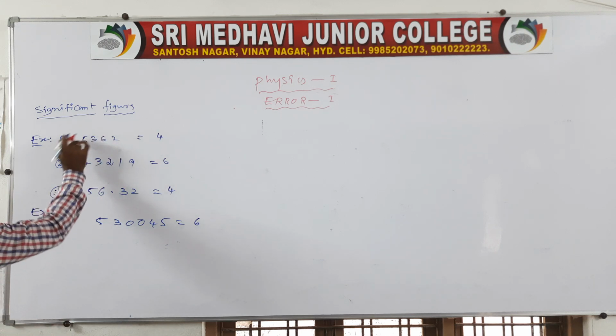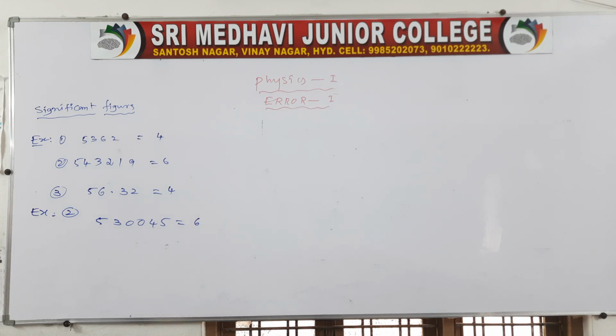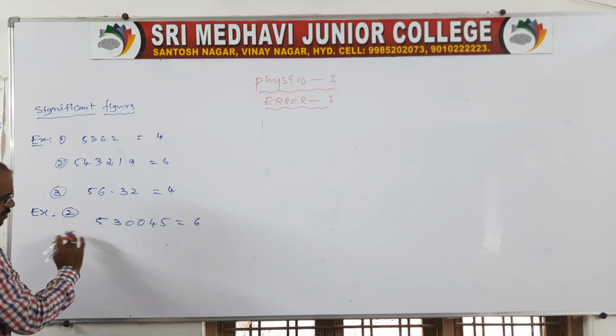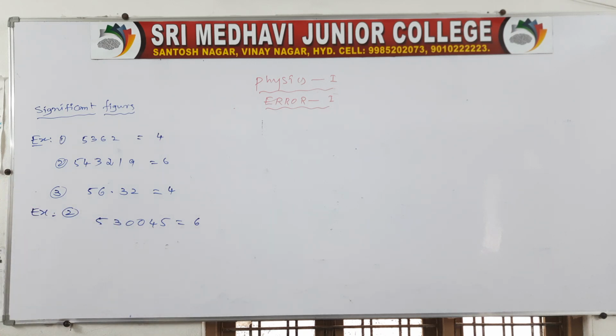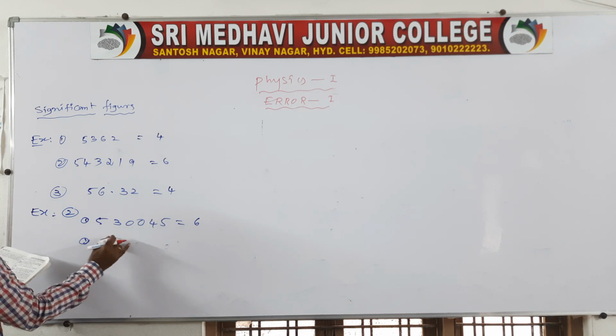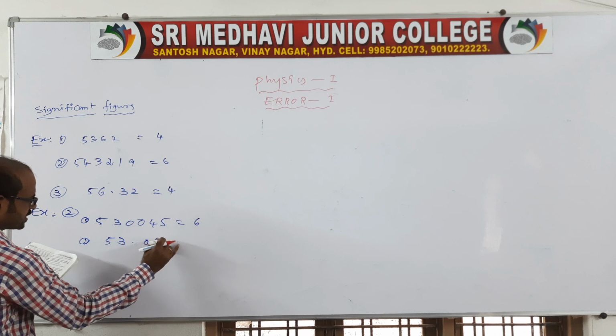The first rule is that all non-zero digits are significant. The second rule is that zeros occurring between the numbers are significant. Suppose sometimes he gives it like this also. Second example: here it is 53.06008.